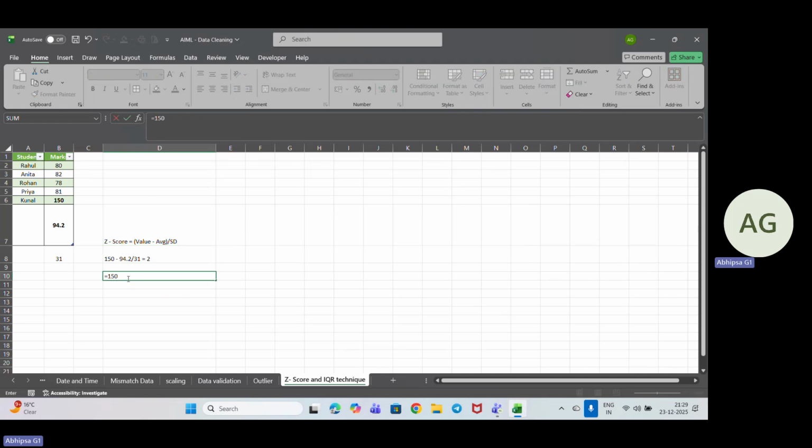So let's just calculate it like that. 150 minus 94.2 comes to around 55.8, right? Now we take 55.8 divided by 31. It gives 1.81, around 2 only. So that is the reason we say it is closer to an outlier. But since it is not 3 or more, we can't say it is definitely an outlier, but it is somewhat suspicious.